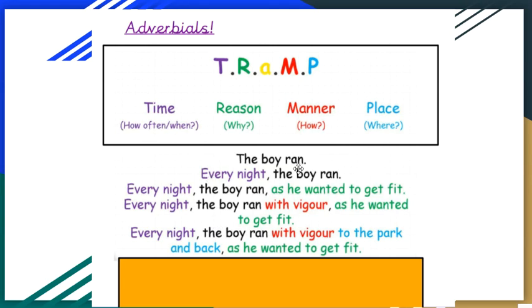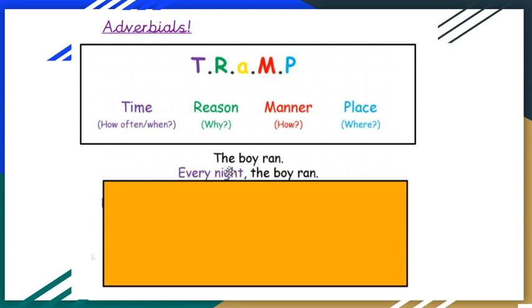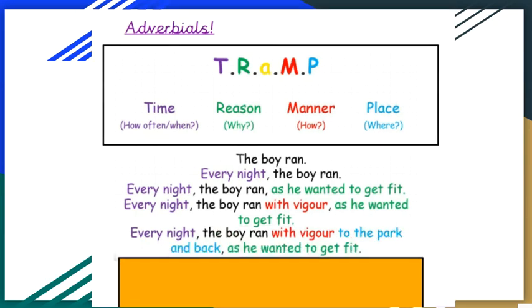Okay, so now I want you to have a go. If you pause the video now, I want you to have a go at doing the same thing with the boy ran, but changing the purple, green, red and blue parts of the sentence. So you start here with the boy ran, and I want you to add in when he was running. So you might have every morning, or you could have the boy ran early in the morning. Okay, and then think about how you could build up the sentence for the time, the reason, the manner and the place. Okay, so pause the video and have a go at that.